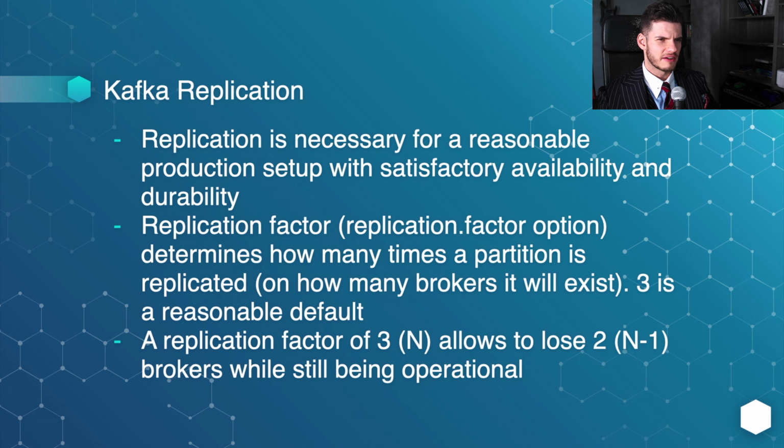Replication is definitely something critical in a production setup, as most likely you will have more than one broker. Ideally you would start with 3, but 5 is even better. Replication is necessary to have a reasonable availability and durability. The replication factor, which determines on how many brokers the partition will exist, can be configured via replication factor config option. It's worth keeping in mind that a replication factor of n, so for example 3, allows to lose n-1, so here it will be 2 brokers and the cluster will still be operational.